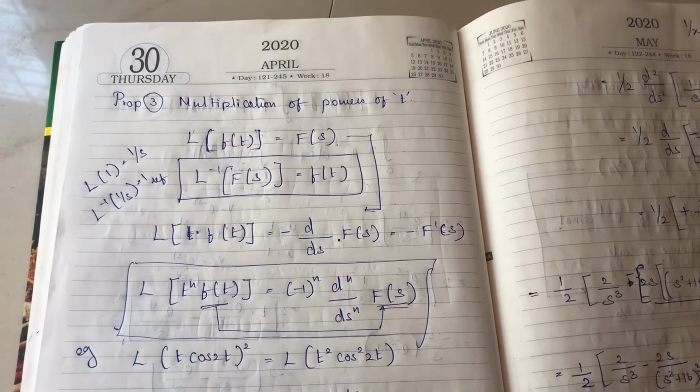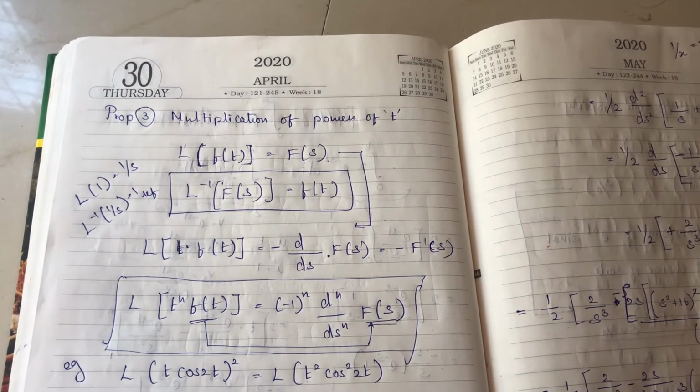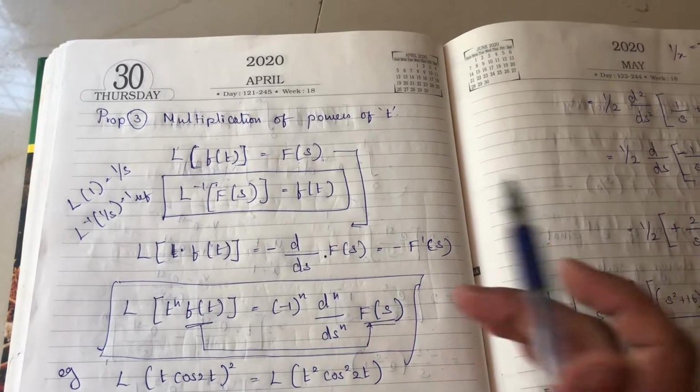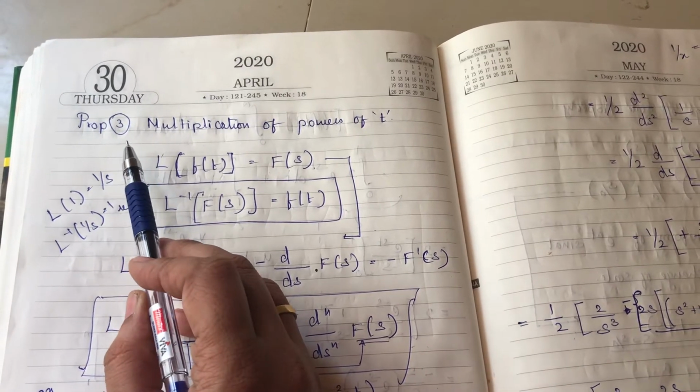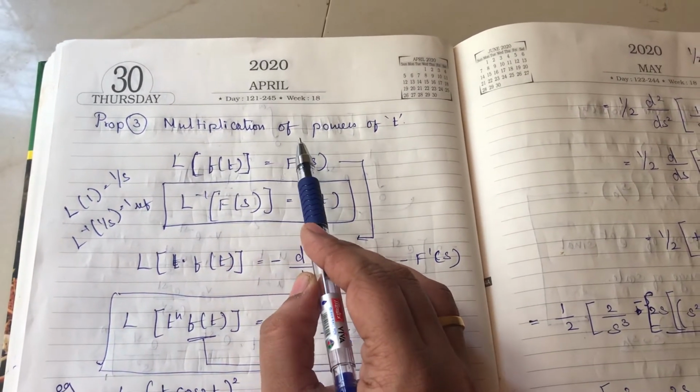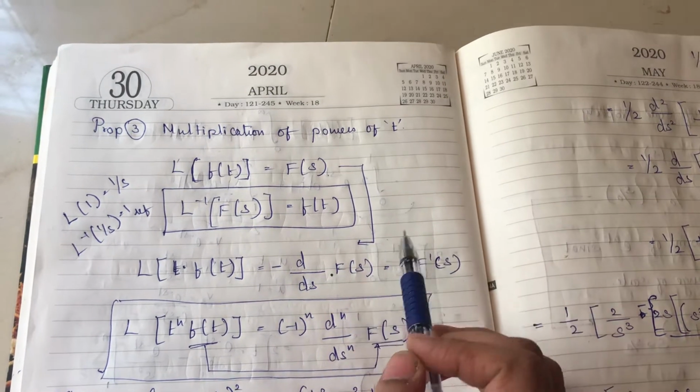Hi everyone, welcome back. Today the remaining part of the properties of Laplace transform will be seen. So the property number 3 is multiplication of powers of t.